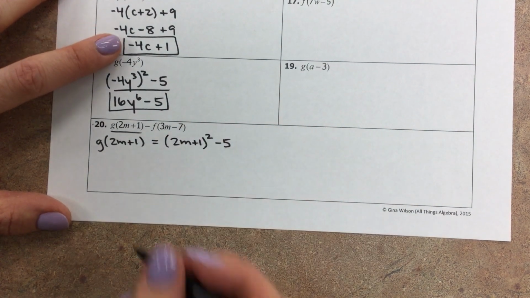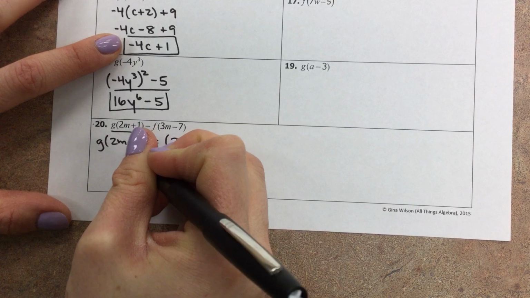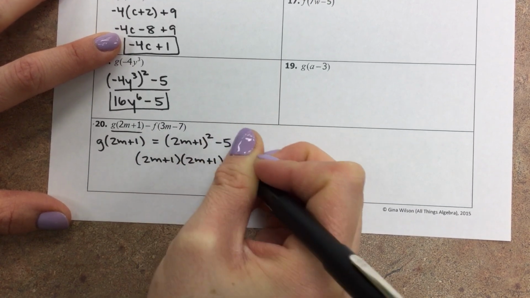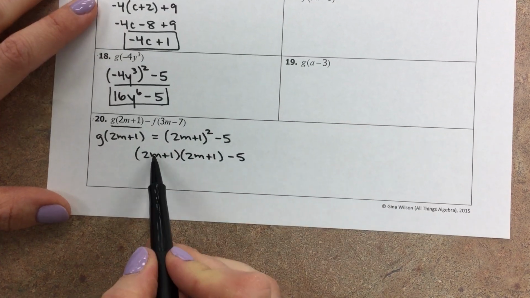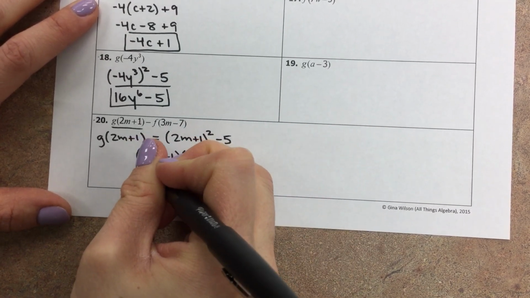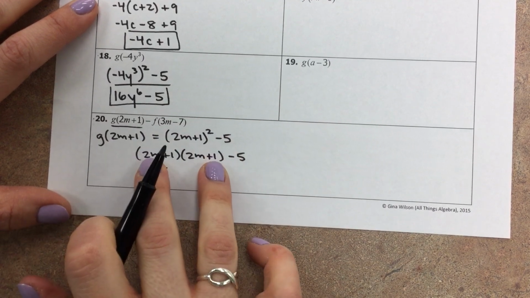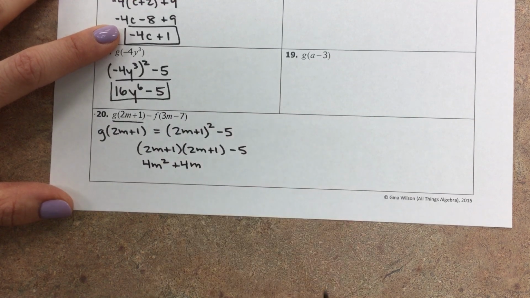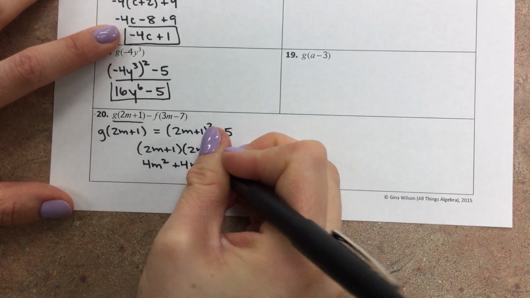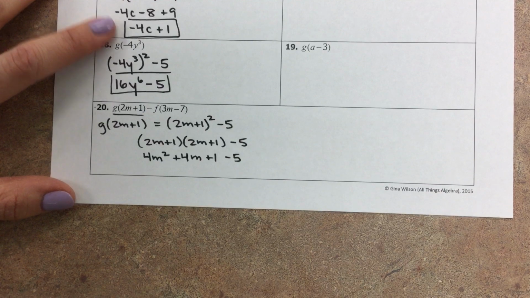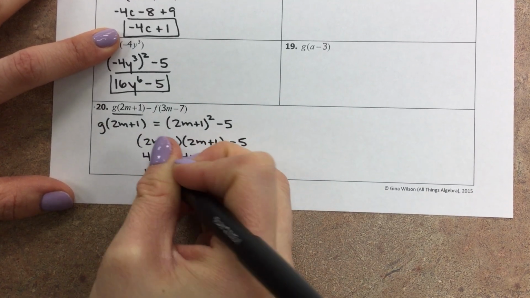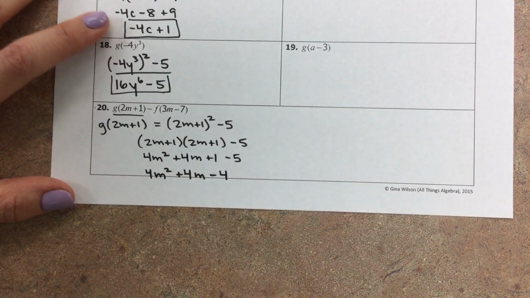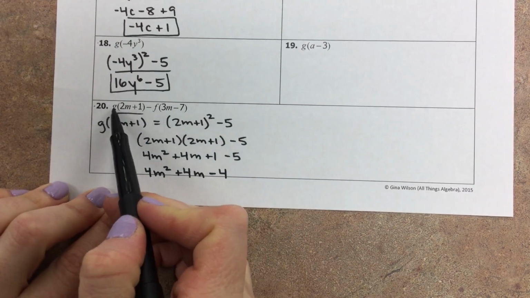So now when I square this, that means I have to write it out twice and FOIL it. So FOIL: 2m times 2m is 4m squared. Outside gives me a 2m, inside also gives me a 2m, so that's a 4m. And then last, 1 times 1 is just 1, and then you have the minus 5 after. So combine like terms, just the constants at the end. 1 minus 5 would be a negative 4. So that's what I get when I plug this into g.